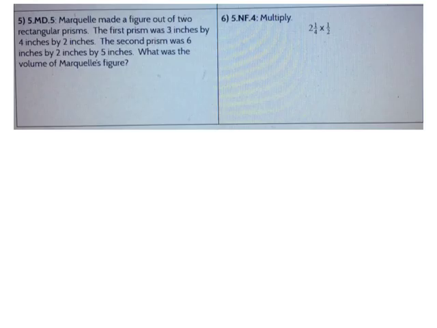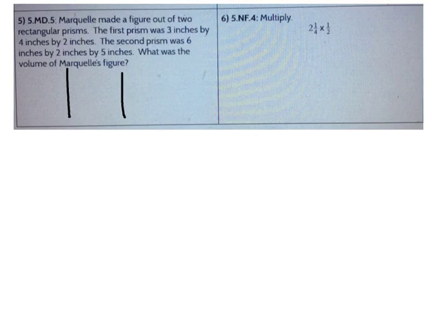Let's look at another example. Marquel made a figure out of 2 rectangular prisms. The first prism was 3 inches by 4 inches by 2 inches. The second prism was 6 inches by 2 inches by 5 inches. What was the volume of Marquel's figure? I need to find the volume of each individual prism, then I can add to find the total.